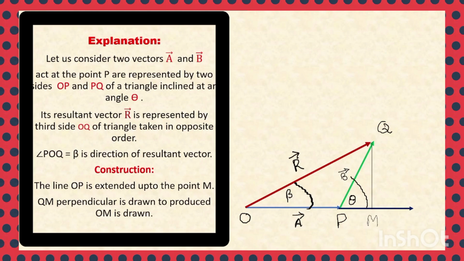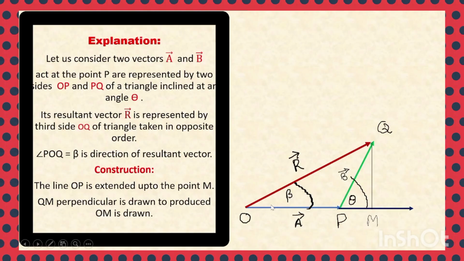Here is the explanation for you. Let us consider two vectors A and B acting at the point P, represented by two sides OP and PQ of a triangle inclined at an angle theta. Same thing which I discussed here. And R is the resultant vector represented by the side OQ taken in opposite order. Here angle POQ is beta, the direction of the resultant vector.